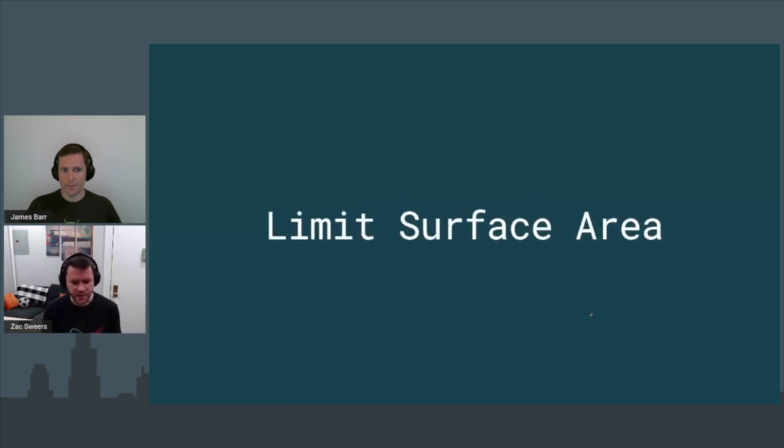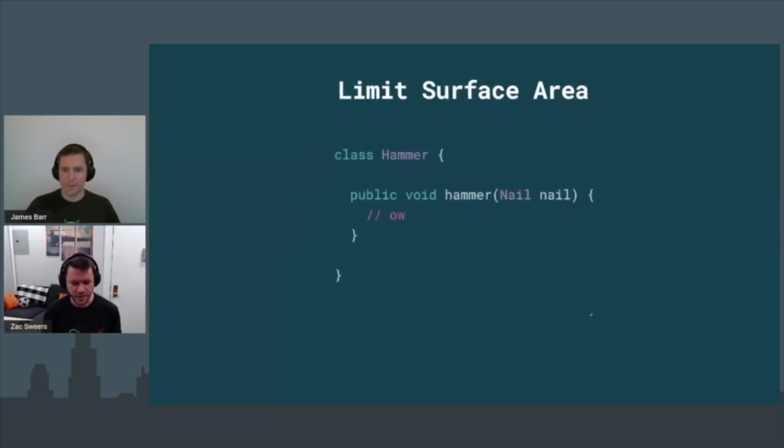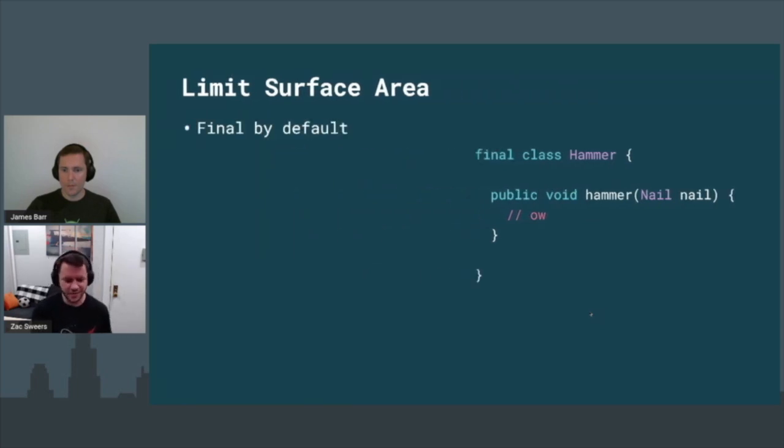So one of the easiest ways is limiting API surface area. Now this is a bit multifaceted, but we can jump through a few small examples here. So one is, say you've got a hammer. Do you anticipate it being used for anything other than being a hammer? No? Cool, make it final. In fact, you should make it final by default. Kotlin really helps you out here as well, because that's how the entire language works.